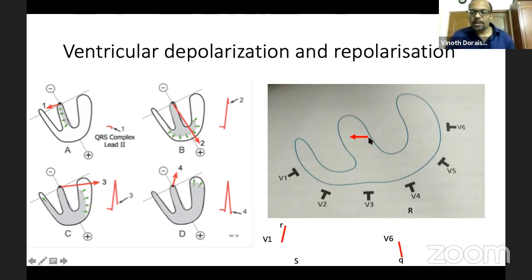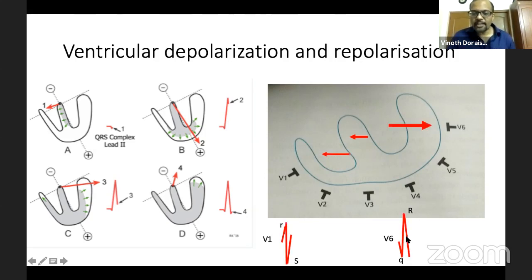Because this is towards lead V1 and the septal depolarization is low amplitude, you will have a small R wave in V1. Small r, not capital R. And in lead V6, because this septal depolarization is away from V6 and V5, the lateral leads, you will have a small Q wave in V6. So this is known as a septal Q wave.